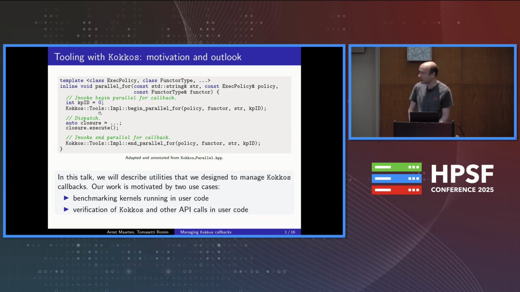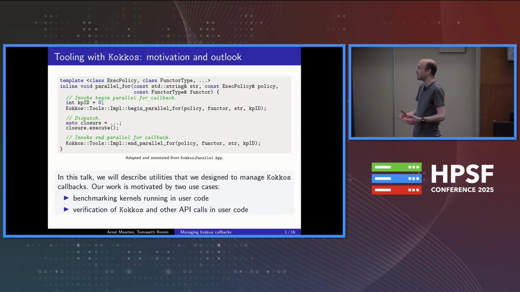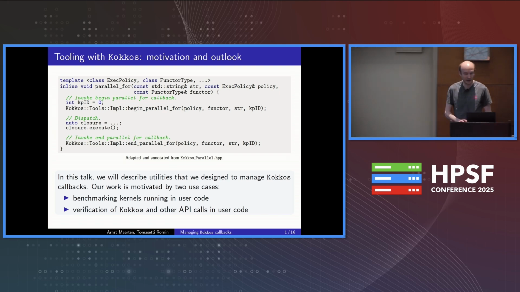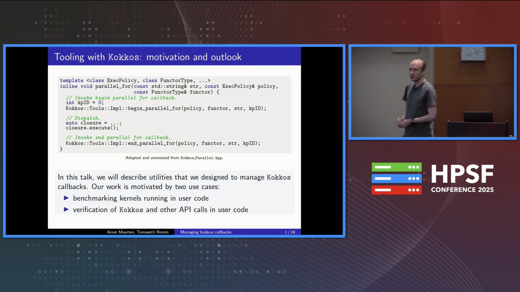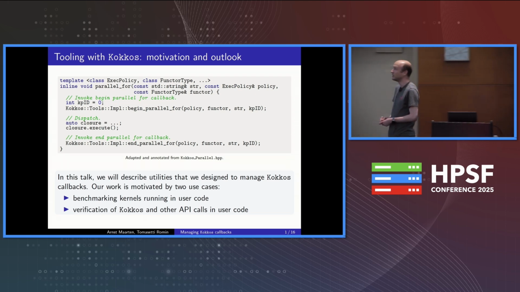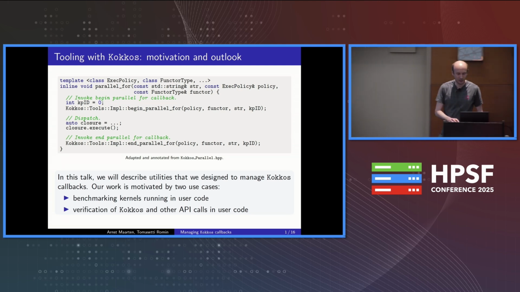But actually, right before that, Kokkos checks whether the user has set a function as a callback it should call when it begins a parallel for. And if so, it calls this function that the user has set and provides some contextual information. And right after, it does the same, but now for an end parallel for callback. So these are the kinds of callbacks that we'll be talking about in this presentation, and I will be describing some utilities that we made to ease the use of these kinds of callbacks.